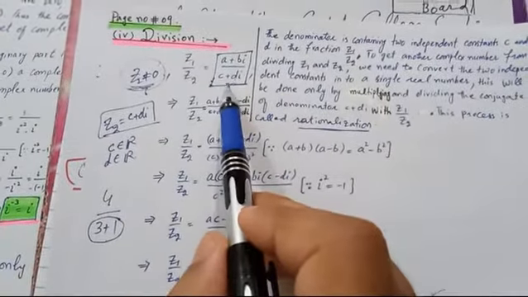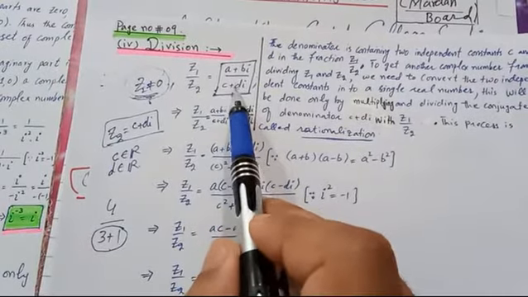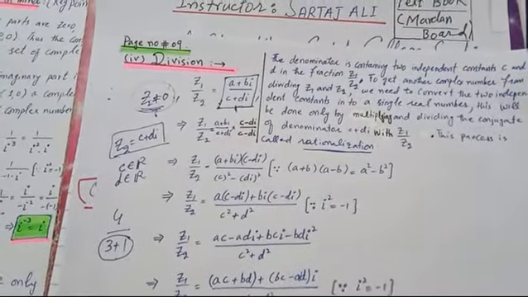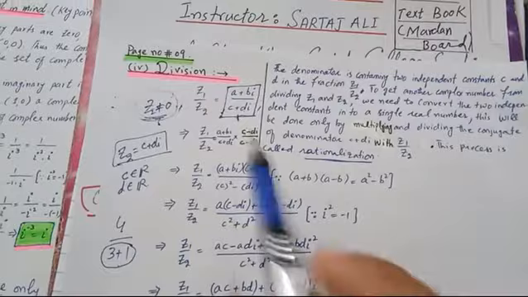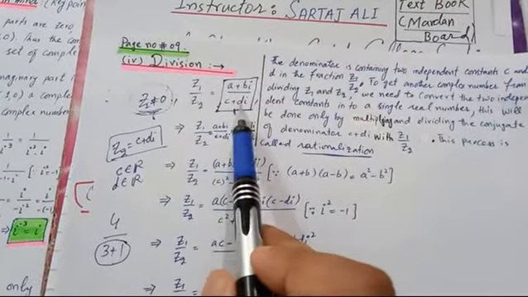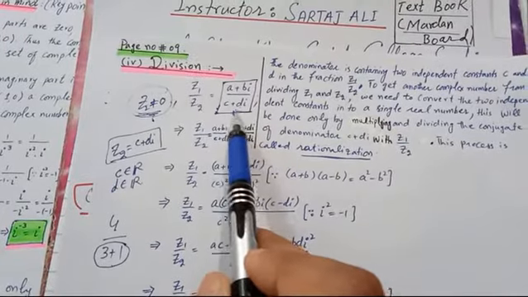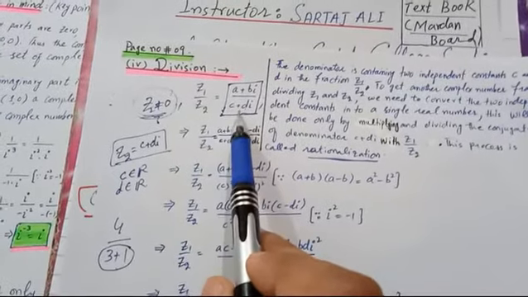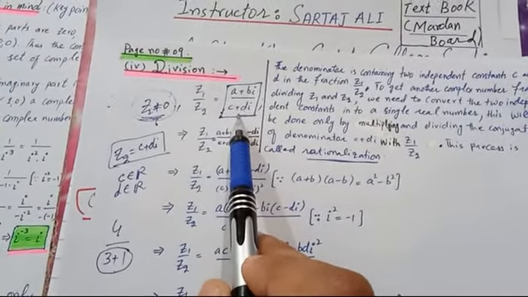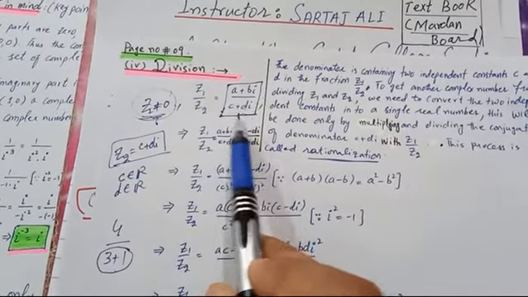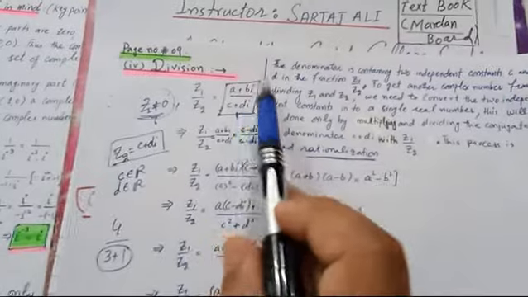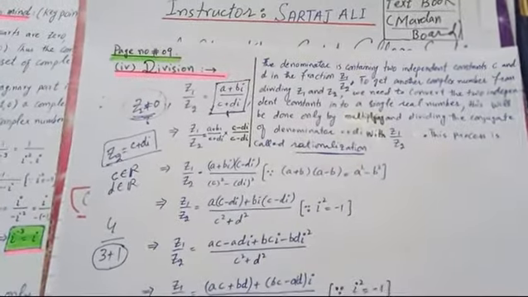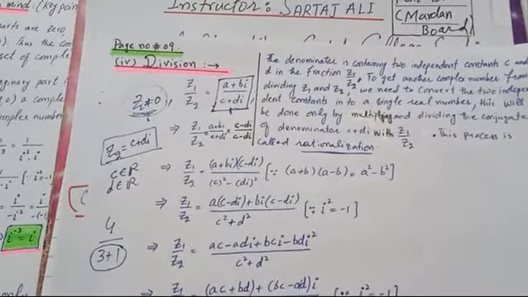In this case we need to convert this denominator C plus D iota into something which is a single real number, because this denominator contains two independent constants. So that's why, for removing these two independent constants, we need to take the conjugate of the denominator, and that conjugate will be multiplied and divided with this quotient form. This is the whole Z1 divided by Z2, meaning A plus B iota divided by C plus D iota, your quotient form. So that process is called the process of rationalization.